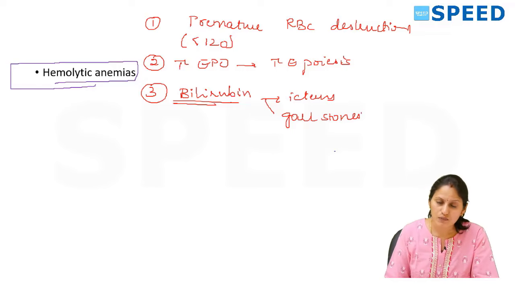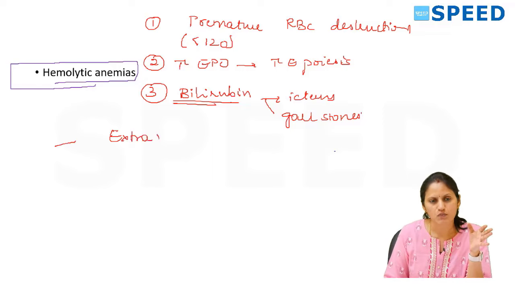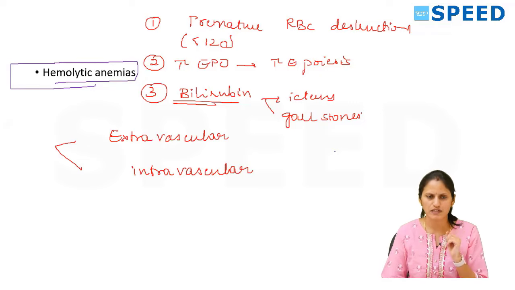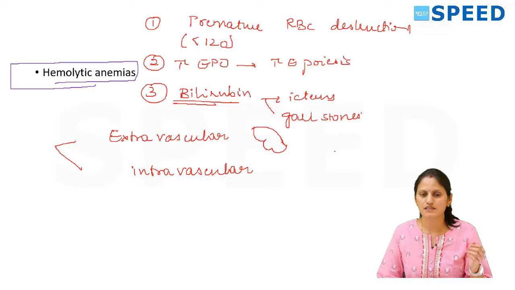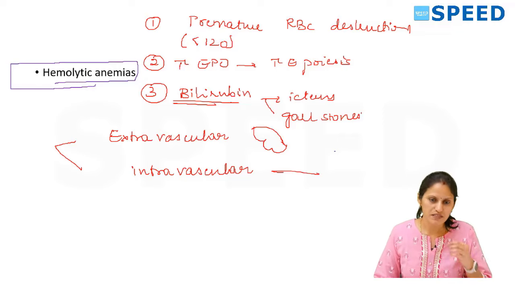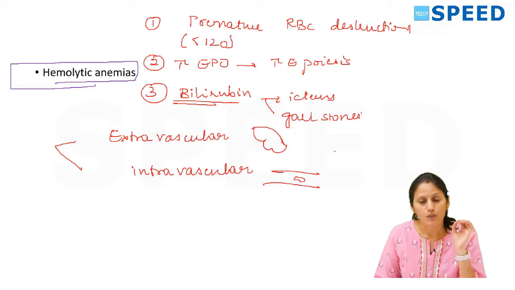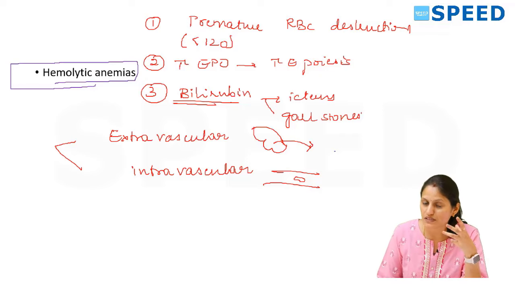Now, in these hemolytic anemias, there are two types of hemolysis. One is extravascular hemolysis and the other one is intravascular hemolysis. As the names tell, extravascular hemolysis means outside the vessel. So, where will it occur? It will take place in the spleen. Intravascular means within the vessel itself there is breakdown of RBCs. Whenever there is extravascular hemolysis, the RBCs are broken down in the spleen.